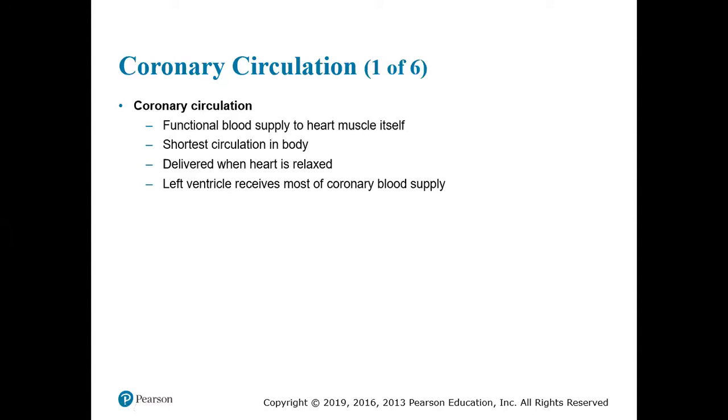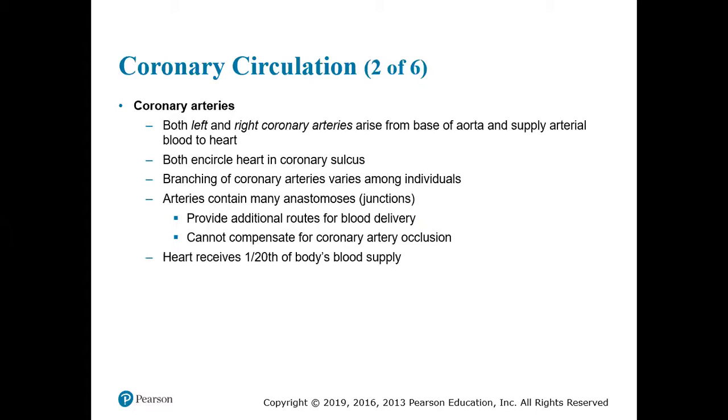Pulmonary circulation, functional blood supply to the heart muscle itself. This is going to be a short circulation, and usually when the heart is relaxed, calm, not in major fight or flight mode, the left ventricle is going to receive more blood supply versus the right. Now, both left and right coronary arteries arise from the base of the aorta and supply arterial blood.